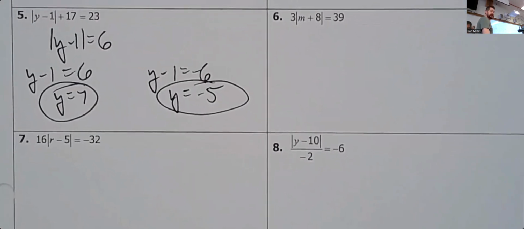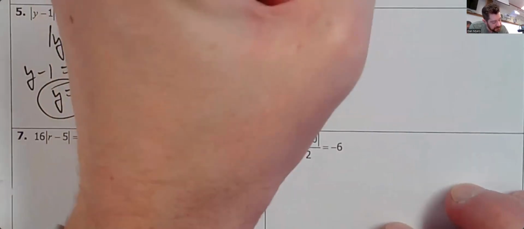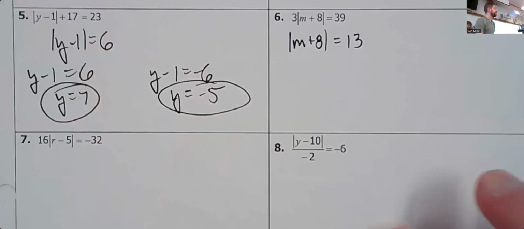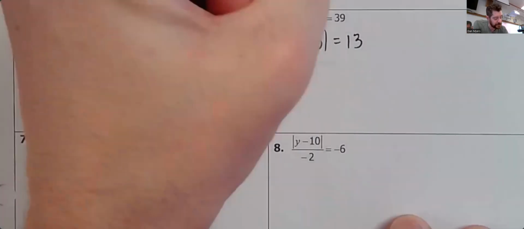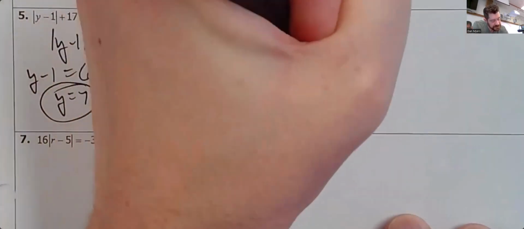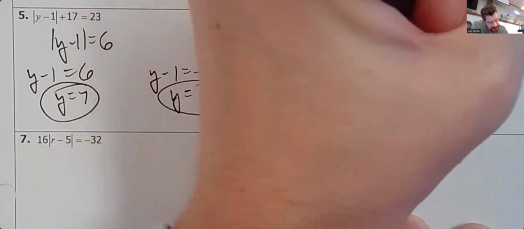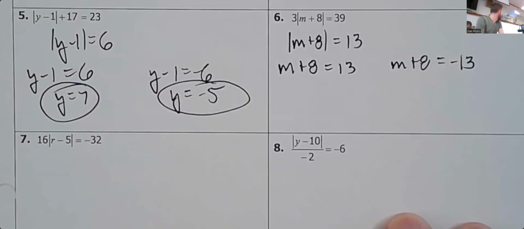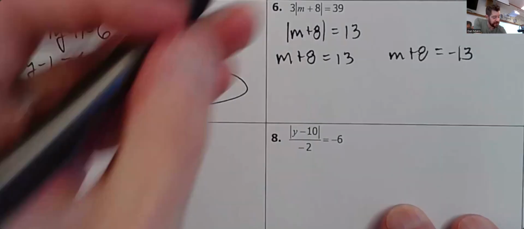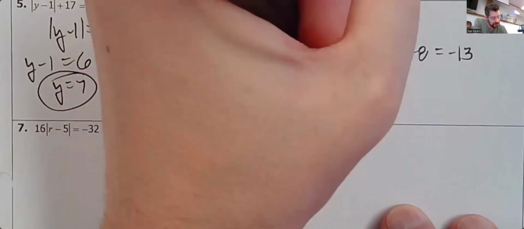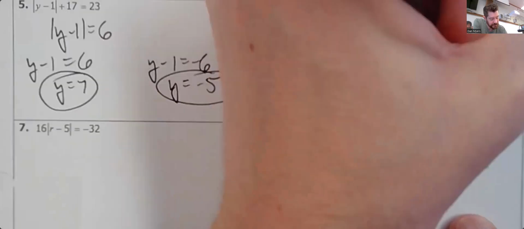All right, number 6. We need to isolate the absolute value. So what do we have to do first on this one? Divide, yeah, divide both sides by 3. So that would be the absolute value of m plus 8 equals 13. And we set those equal to +13 and -13 and solve for m. So m plus 8 equals 13. M plus 8 equals -13. Let's see, this would be 5. And over here, we'll have, what is that, -21.